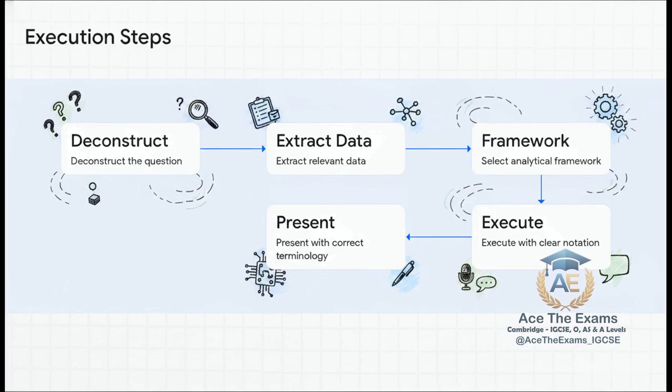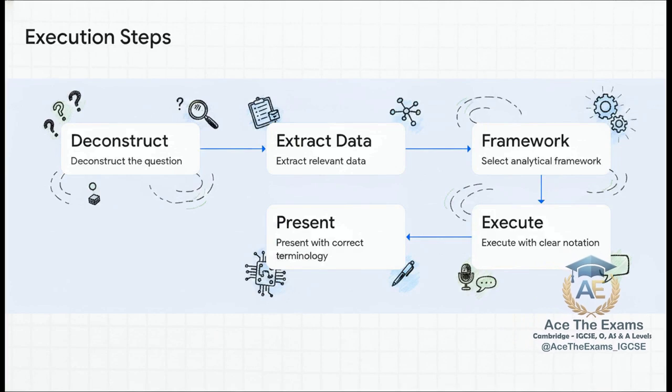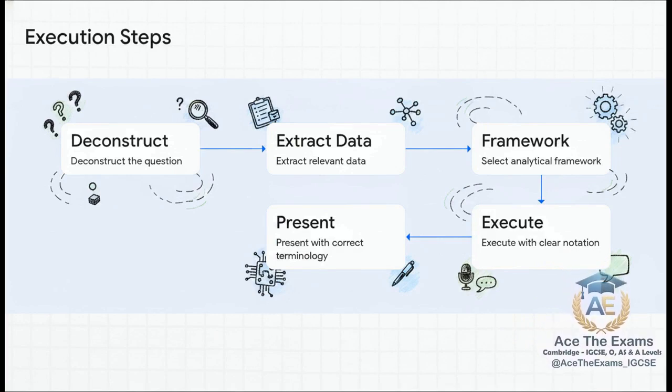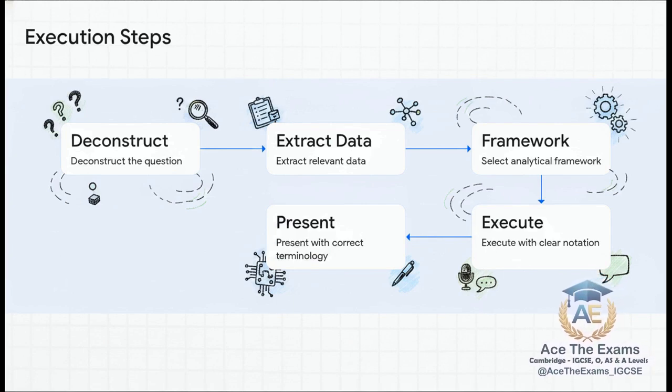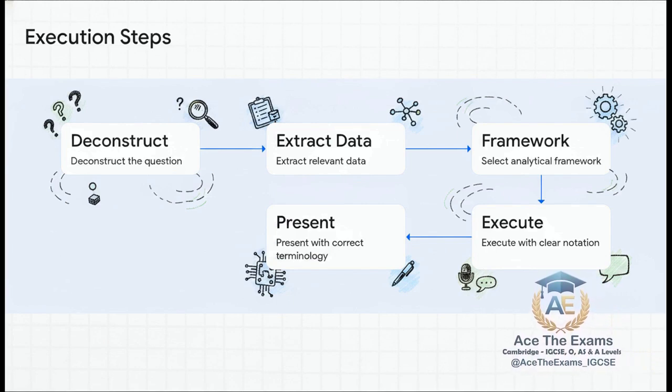To make sure you nail this every time, here is your standardized 5-step sequence. Step 1. Deconstruct the question. What exactly is the command word? Are they asking you to explain, describe, or calculate? Step 2. Extract relevant data. Pull out the IP addresses, the network constraints, the specific details of the scenario.